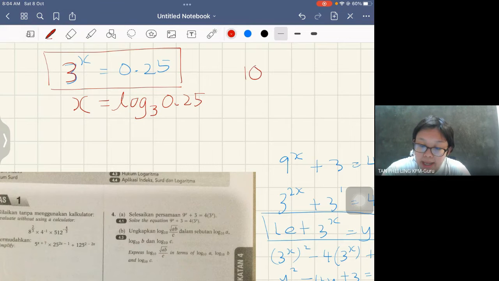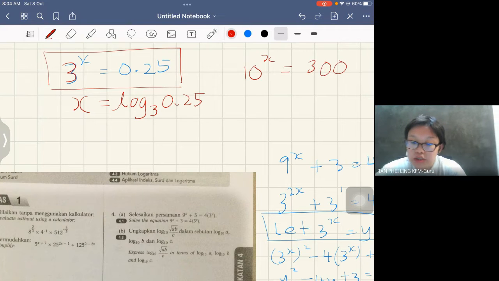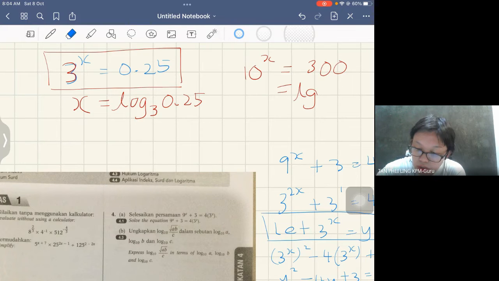10 power x, you get, let's say, 300. Again the same thing, we want to find 10 power anything that gives you 300. We say that we cannot solve this number, so we would like to change it to log. Convert it to log. When you want to change to log, the log will come and find the lonely number first, which is 300. So you will have log 300.